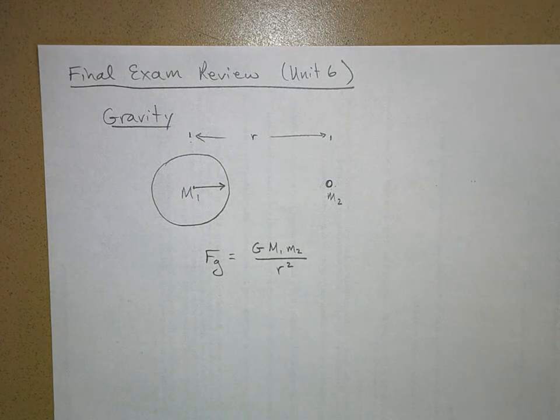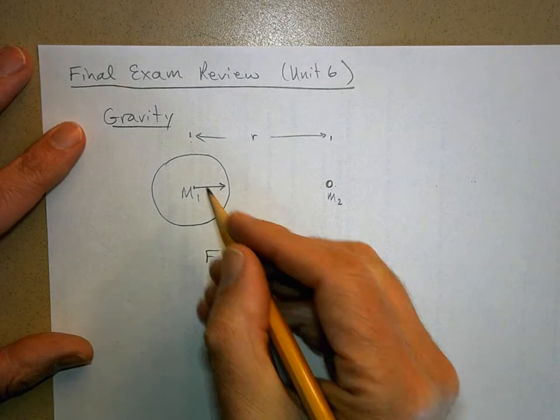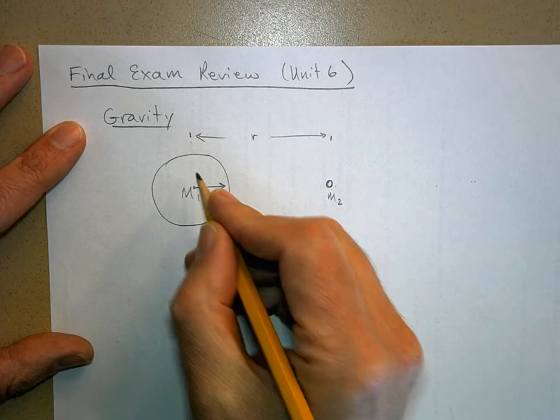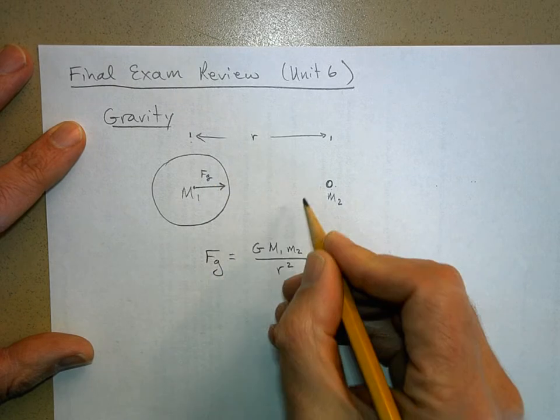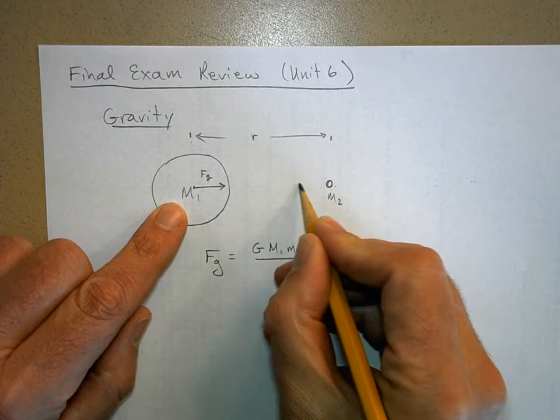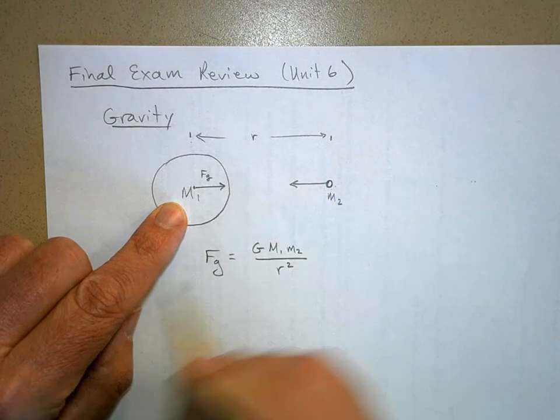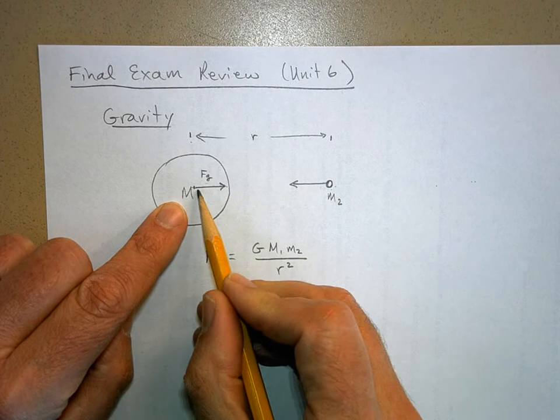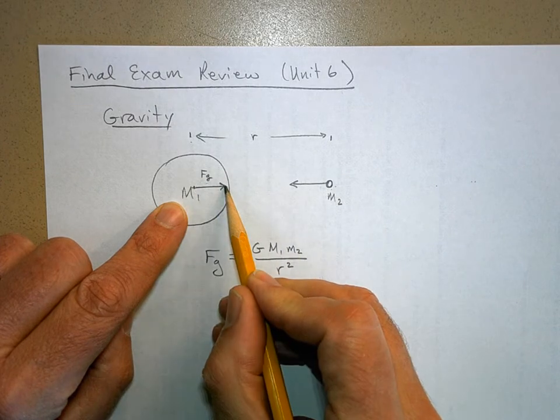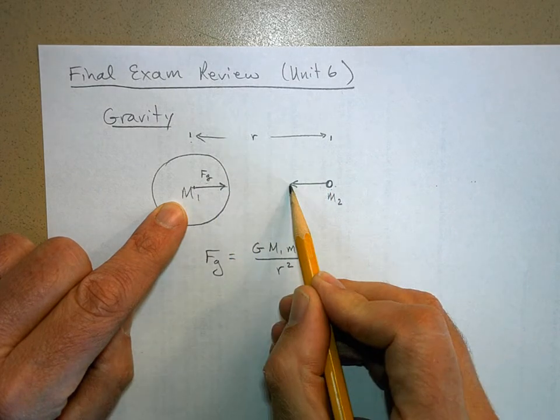You think of that. They actually both kind of circle around their center of mass, but we haven't really talked about that, so we're not going to worry about it. But here's the force of gravity, and then here's an equal and opposite force of gravity, like this. So this is the pull of M2 on M1. This is the pull of M1 on M2.